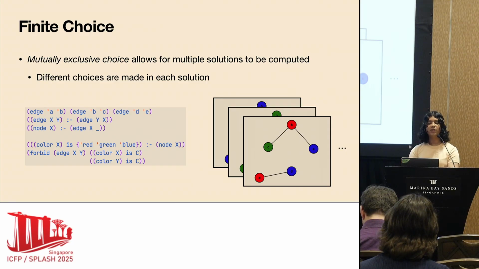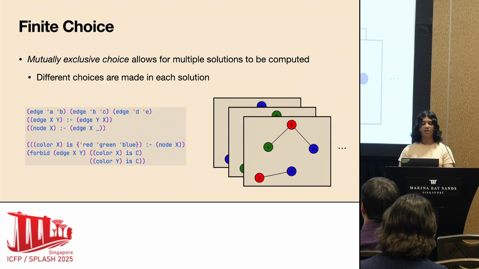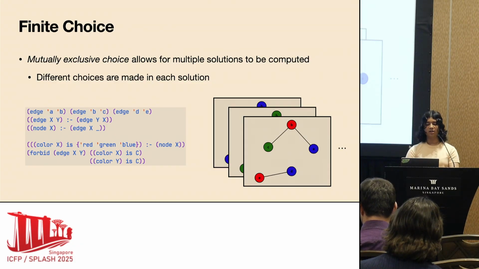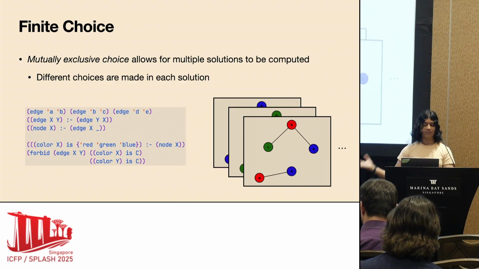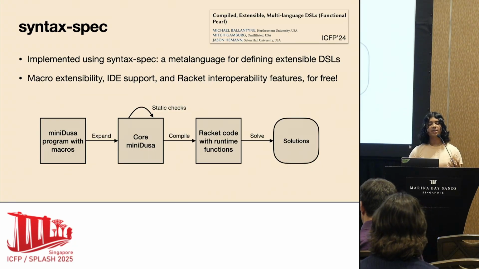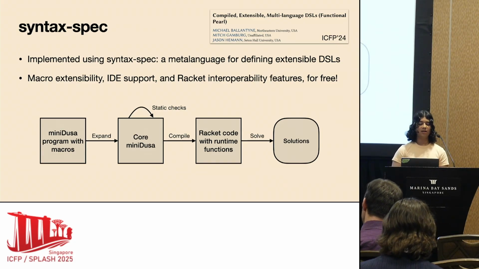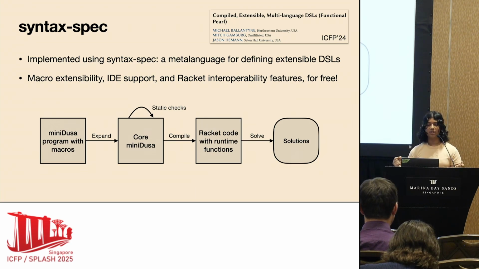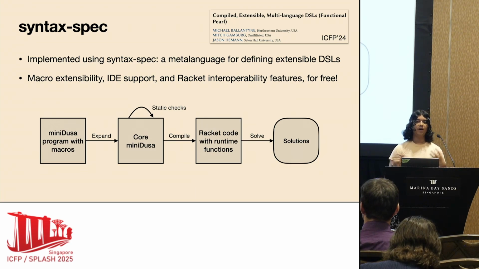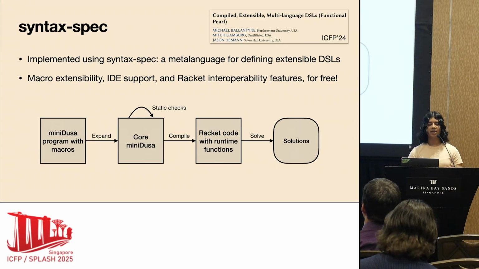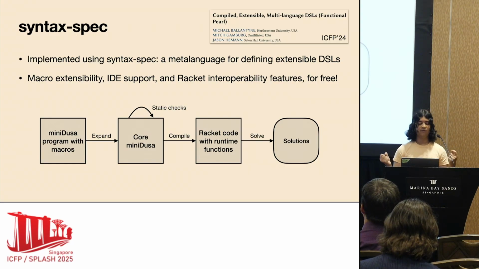So these are all the features of Dusa, and we want to talk about what we added on top of this. So we will talk about the implementation of miniDusa. We implemented miniDusa using syntax-spec, which is a meta-language in Racket for defining extensible DSLs. You define the language grammar and the binding structure, and from that you get a macro-extensible DSL, IDE support, and interoperability features with Racket for free.